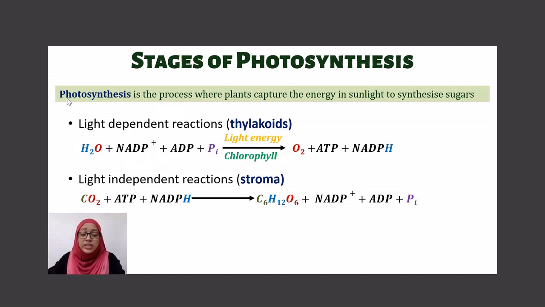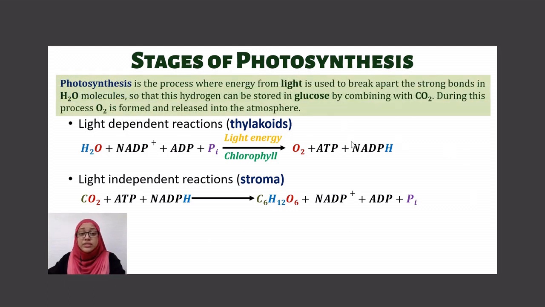So this equation, this definition that you had learned previously, that photosynthesis is the process where plants will capture the energy in light to synthesize the sugars, can now, by using this information that we have learned, be redefined to say that it's the process where energy in light is used to break apart these strong bonds in water so that the hydrogen can be stored in sugars by combining it with carbon dioxide, and that during this process oxygen is being produced and released into the atmosphere.